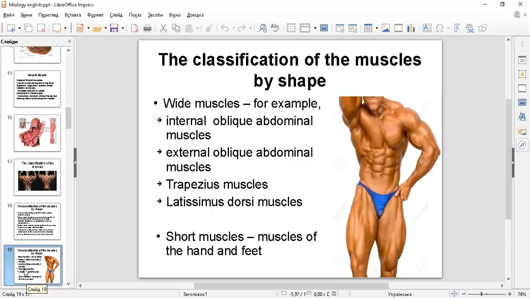Wide muscles, for example, internal oblique abdominal muscle, external oblique abdominal muscle, trapezius muscle, latissimus dorsi muscle. Short muscles are muscles of the hand and feet.